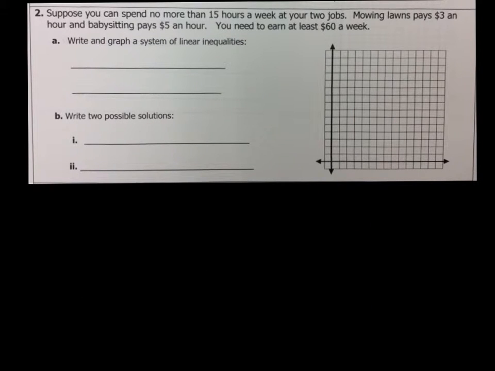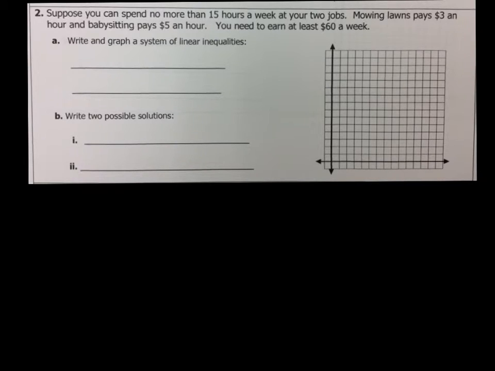Now, sometimes working through a problem can be quite daunting when you have to graph or solve the equation for y and then find the y-intercept. But sometimes there are easy ways around it. Like for instance, this problem. Suppose you can spend no more than 15 hours a week at your 2 jobs. Mowing lawns pays $3 an hour, and babysitting pays $5 an hour.